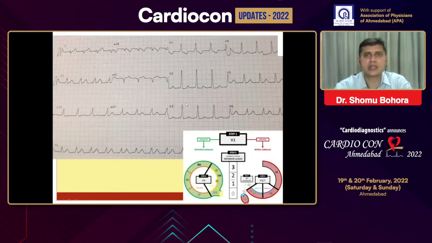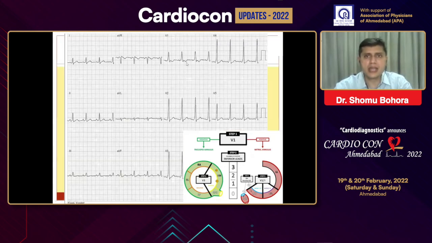So let us share some examples. Step 1, V1 positive, left side. Then step 2, leads 2, 3 and aVF positive. That means it's a left lateral pathway. If lead 1 and aVL are negative, that means it's a left high lateral pathway. Again, pre-excitation, V1 positive, and all three inferior leads positive, again left lateral, but here lead 1 and aVL are more positive, and therefore it becomes a total left lateral rather than a high lateral pathway.